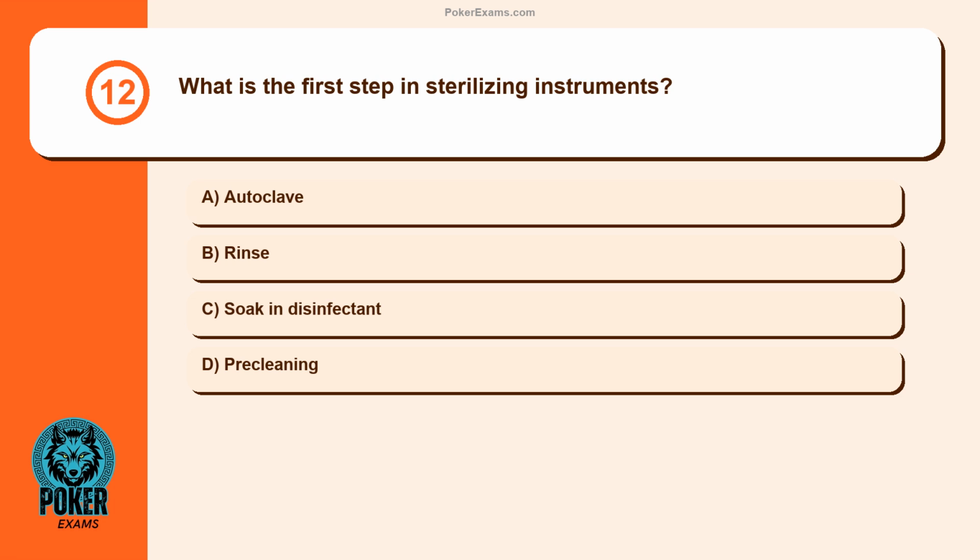Question 12. What is the first step in sterilizing instruments? Autoclave, rinse, soak in disinfectant, pre-cleaning.